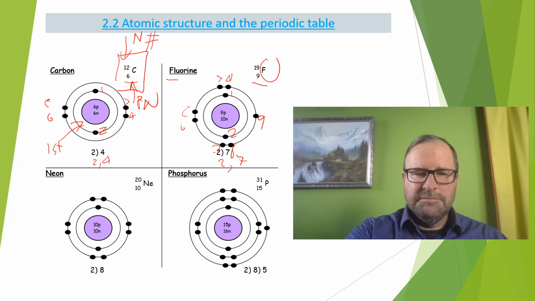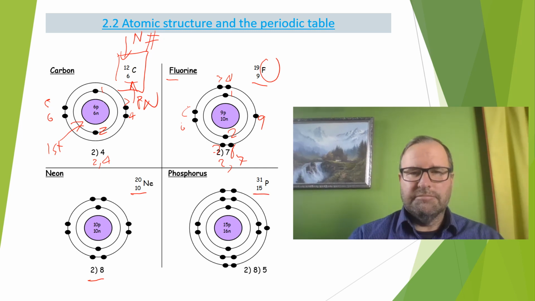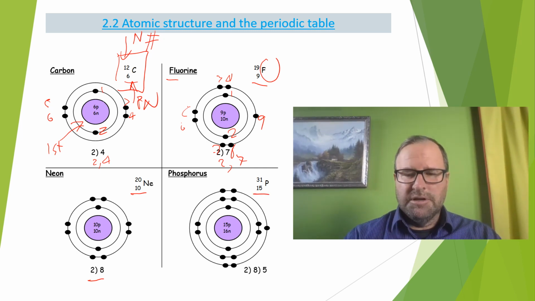Same thing for neon. We've got 2,8, and we've got the electronic configuration drawn here. You can see there's 10 electrons. Add 2 plus 8, you should get that number. And the same for phosphorus. Here you've got 2,8,5, and that'll be atomic number 15. Hopefully you're getting this. We'll go a little bit more.